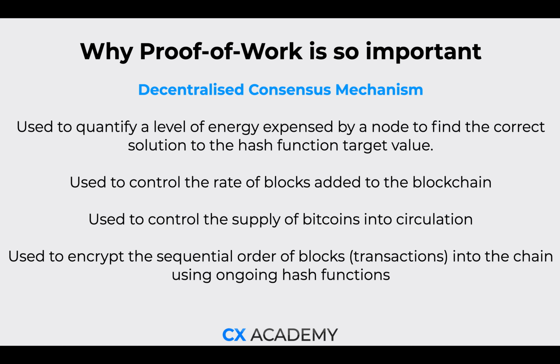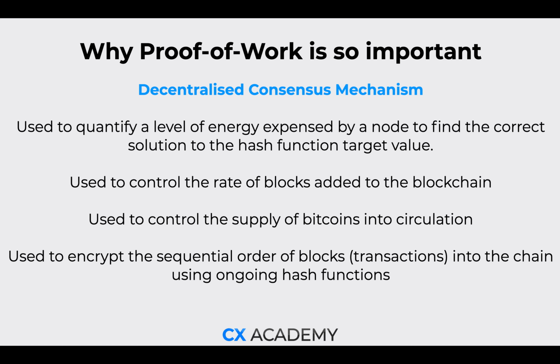Now, when we talk about this mathematical problem, what we're actually talking about is a hash function. The block algorithm has produced a target value, the block difficulty, and the miners must try to find a hash value which meets or is below this target hash value. This is the hash function of the block. It's used to control the rate of blocks added to the blockchain.